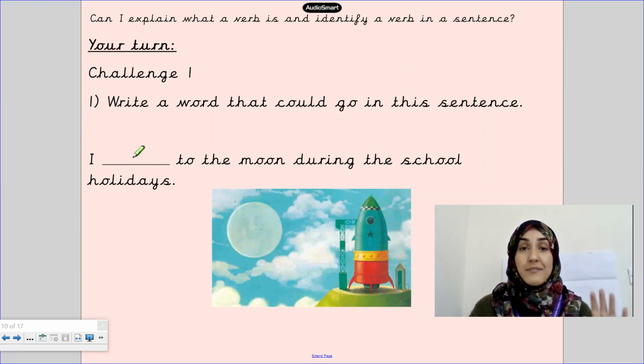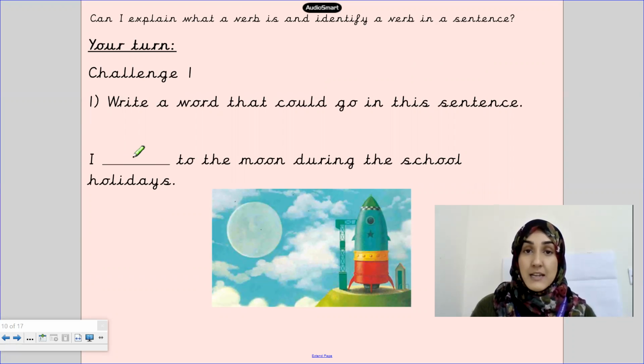Now, if you have forgotten because this is our first lesson on verbs, so you may want to rewind this video and watch it from the beginning again, just to have a better understanding of verbs, then please do feel free to do that, because this is our very first lesson on verbs. Okay, so I allow you to watch my lovely video a couple of times.